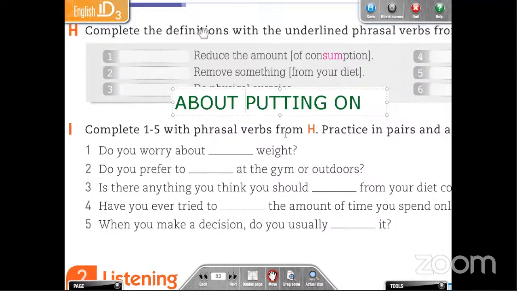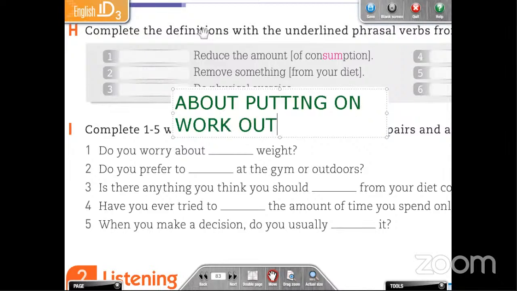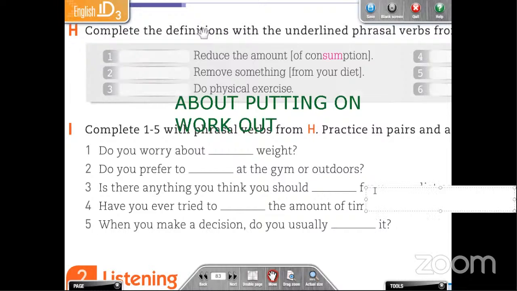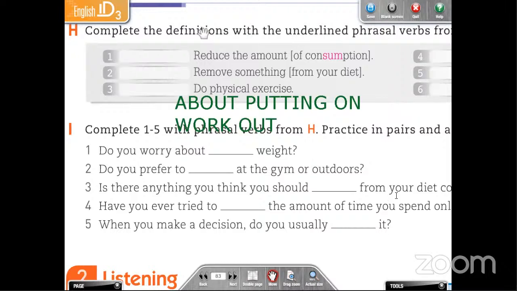Okay, number 2. Do you prefer to blank at the gym or outdoors? What do we use there for completing? Do you prefer to work out? Yes, very good. Work out. To work out at the gym or outdoors, okay? Number 3, is there anything you think you should blank from your diet? Ouch. From your diet. I don't know what else.